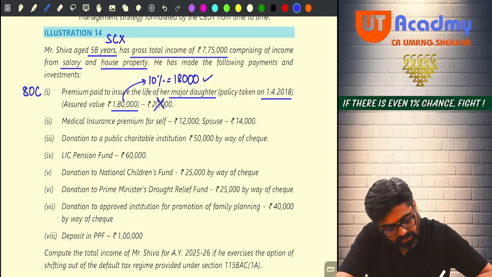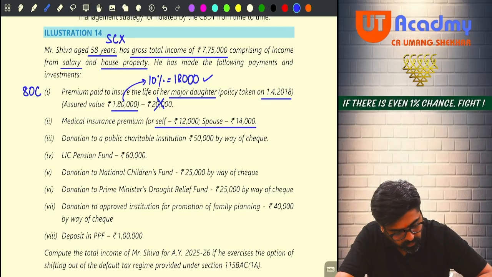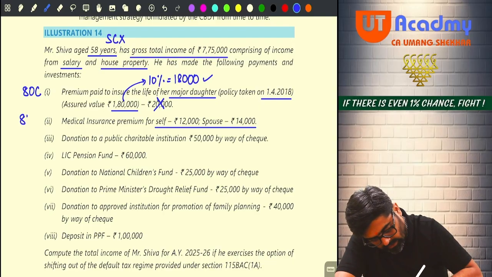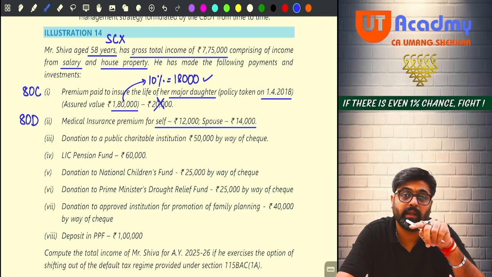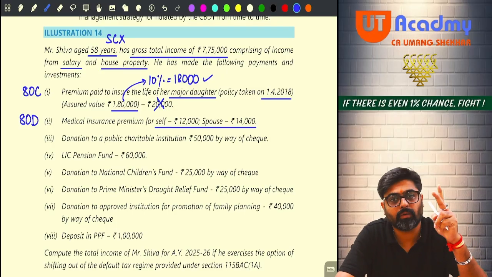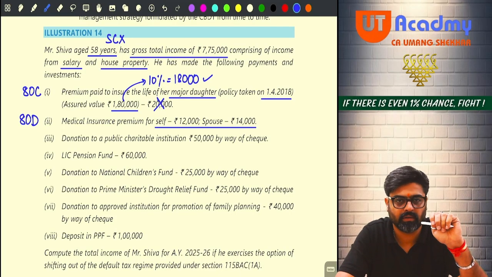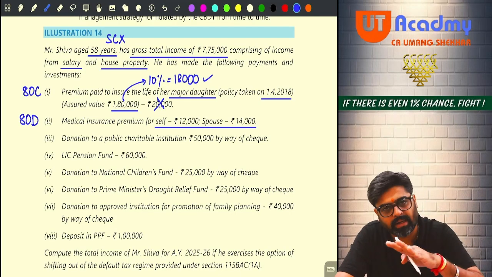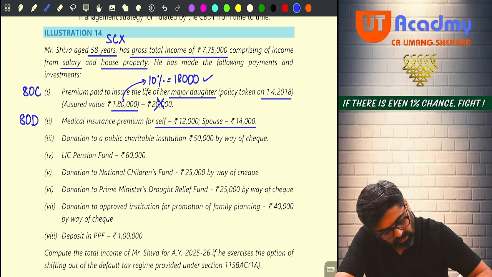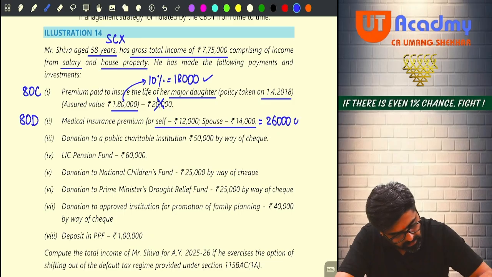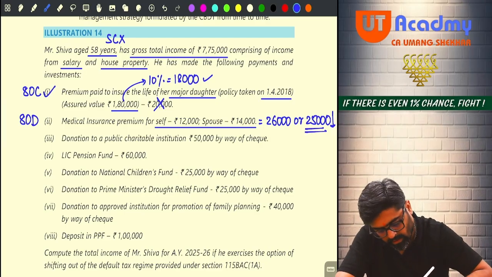Next one. Medical insurance premium, self 12,000, spouse 14,000. For this, deduction under 80D will be available. And see, the total is 26,000, but the limit will remain 25,000 because you as well as your spouse are both not senior citizens. If none of you is a senior citizen, the mediclaim premium paid will be allowed to the extent of maximum 25,000. So this plus this is equal to 26,000, subject to a maximum limit of 25,000, whichever is lower. So this 25,000 will be allowed under 80D. So 80C will be allowed, 80D will be allowed.